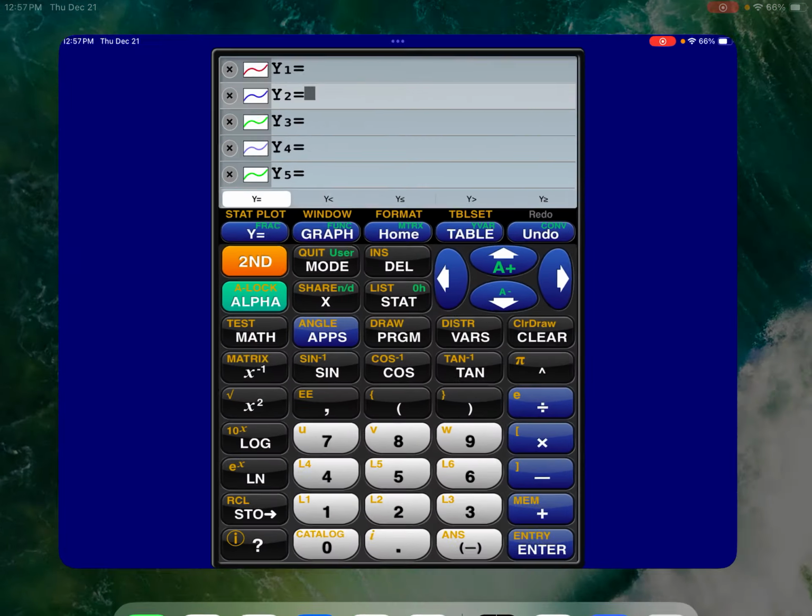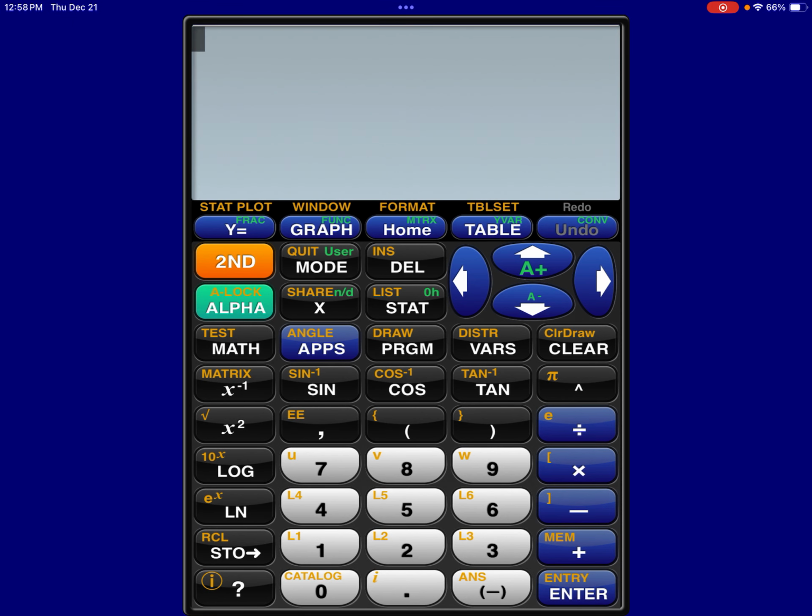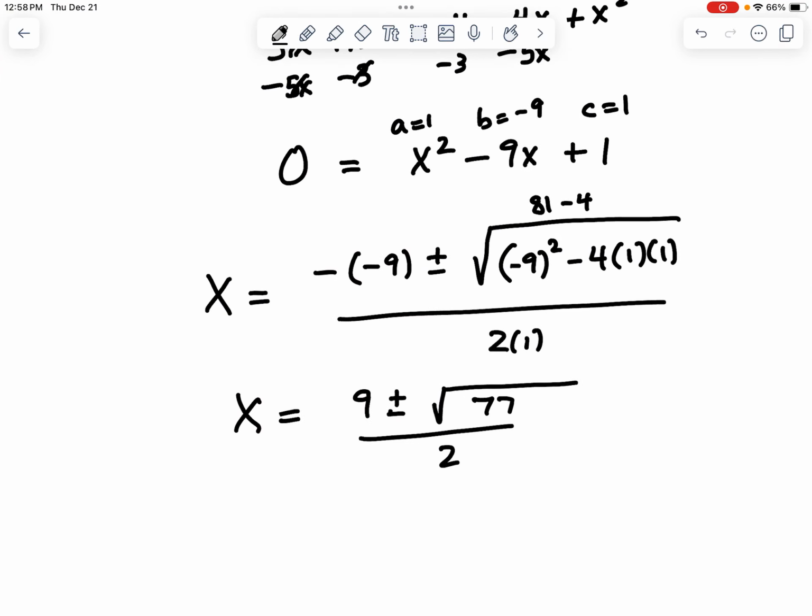So moving over to the calculator, we have parentheses 9 plus the square root of 77, and that whole thing gets divided by 2. So that is 8.887, and then also do the same thing with minus in front of the square root, and then that is 0.113. So we go back and say, all right, I got the answers. x equals, the smaller one was 0.113, and then the other one was x equals 8.887.